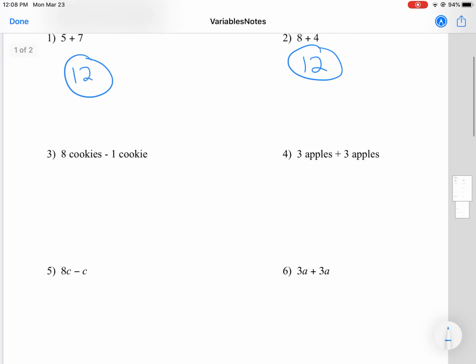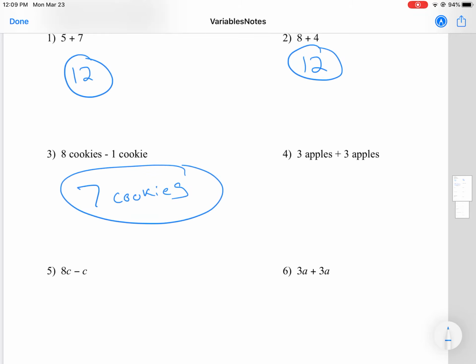So, number 3 now. Mr. Ross has 8 cookies. His mom takes away 1 cookie. I am now left with 7 cookies. And notice how when we're labeling this answer, I write 7 cookies, right? Because I need to describe to you what's going on here. Like 7 what? In this case, 7 cookies.